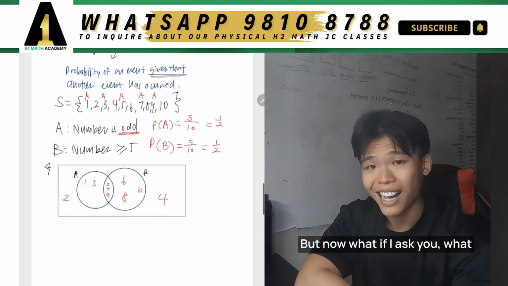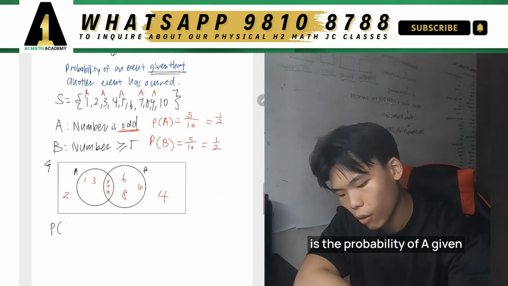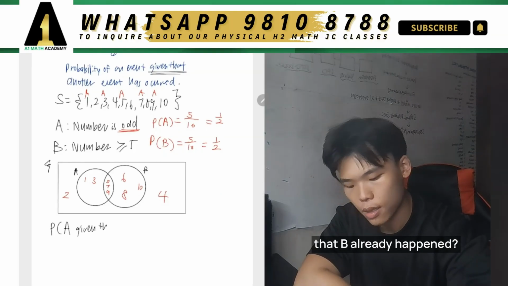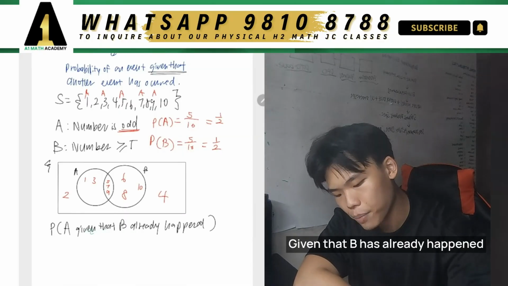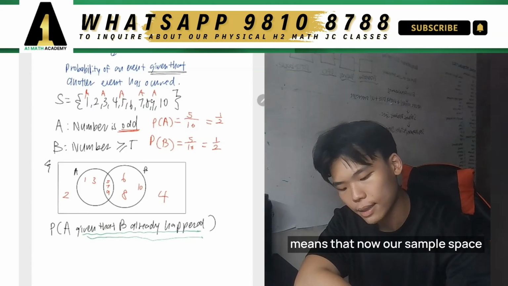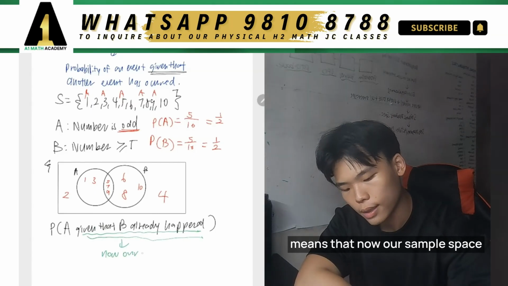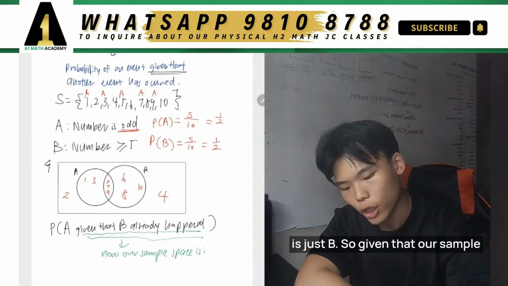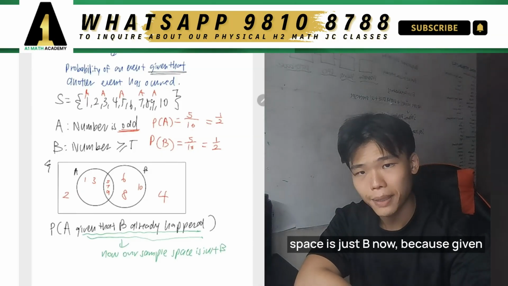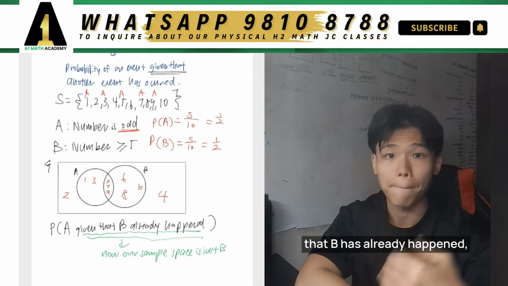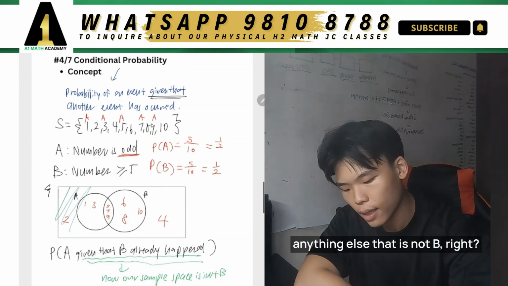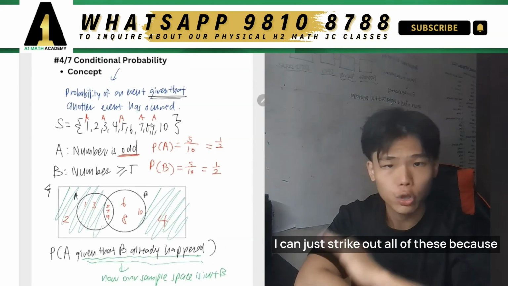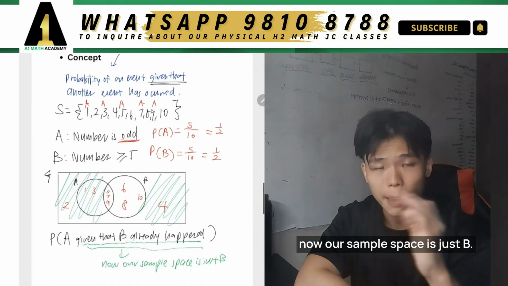But now, if I ask you, what is the probability of A given that B already happened? So what does that actually mean in terms of English? Given that B has already happened means that now our sample space is just B. Because B has already happened, we don't care about anything else that is not B, right? I can just strike out all of this because now our sample space is just B.